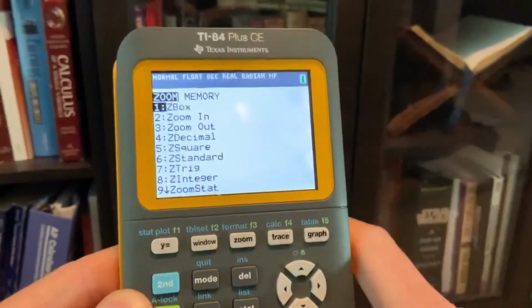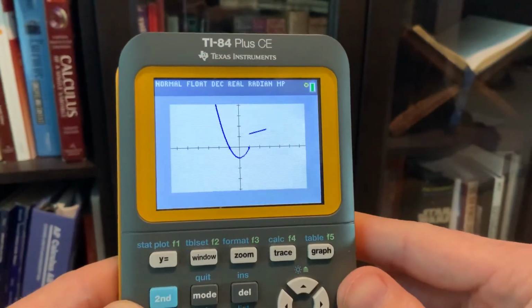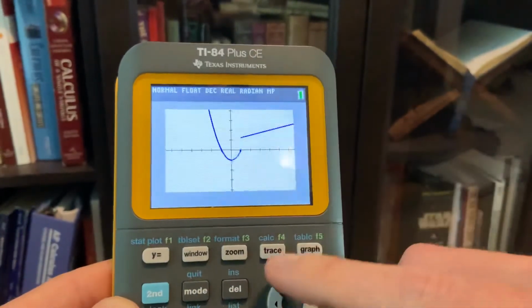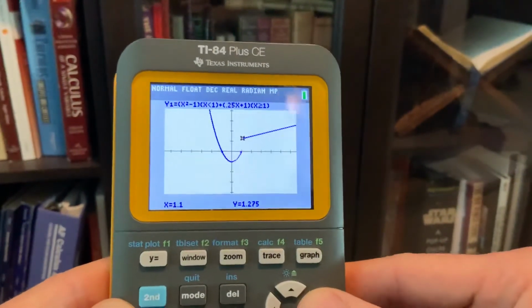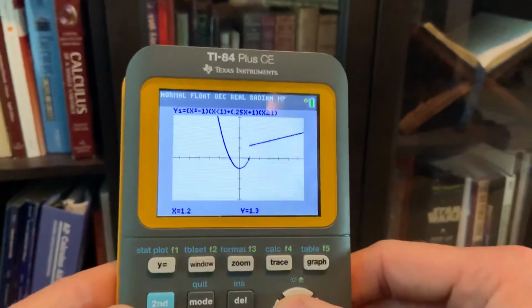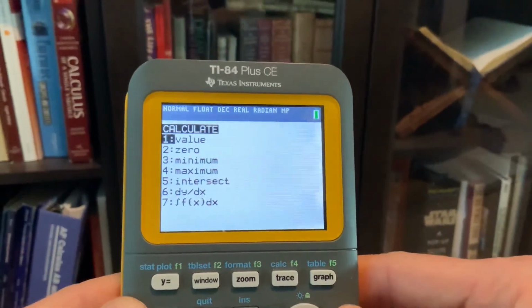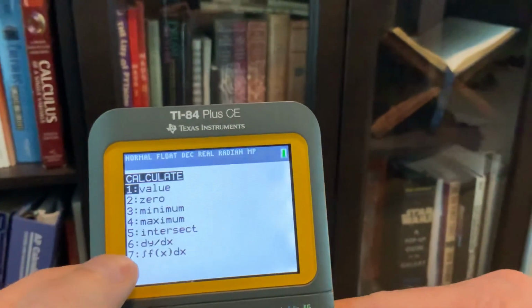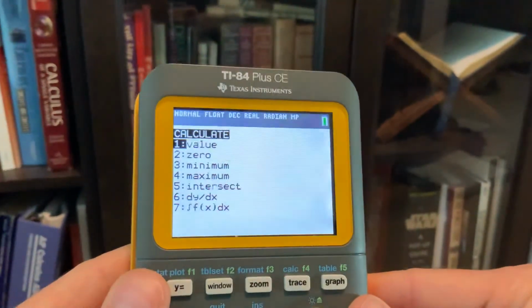Zoom, number 4, and you will see that it will graph part of a parabola, and then part of a line, right? A nice, neat little piecewise function, and you can trace it just like you would any other function. You can do all the things that you can do to any other function in the calculate menu for values, zeros, minimums, maximums, intersections, and stuff like that. Hey, what the heck is 6 and 7, I wonder? I wonder if that stuff's calculus. It probably is.